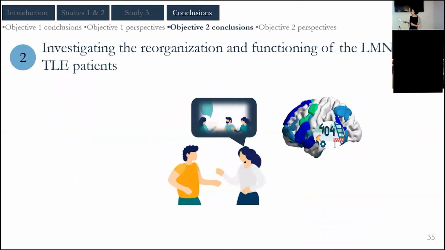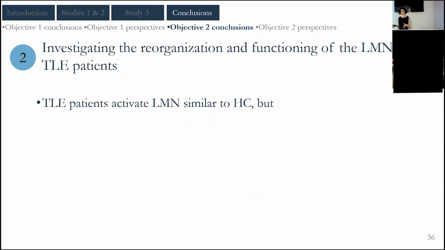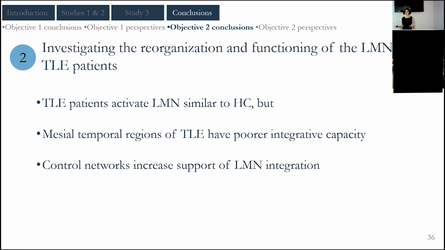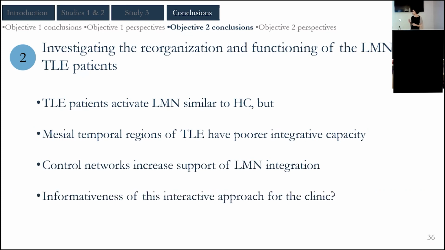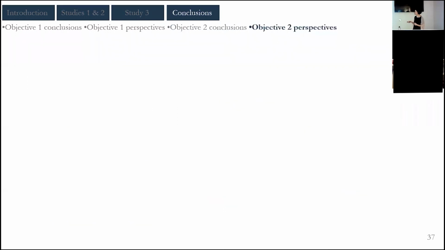Our other goal was to investigate how this interactive network is reorganized in temporal lobe epilepsy patients, with the idea of having practical clinical implications. We saw that yes, temporal lobe epilepsy patients indeed activate the language and memory network similar to the meta-analysis and to healthy participants, but their mesial regions have reduced integrative capacity, which is why they use control networks and attentional networks as compensatory mechanisms. The question is, how informative is this for clinical practice? And can we eventually predict cognitive outcome after surgery using this data and this approach?